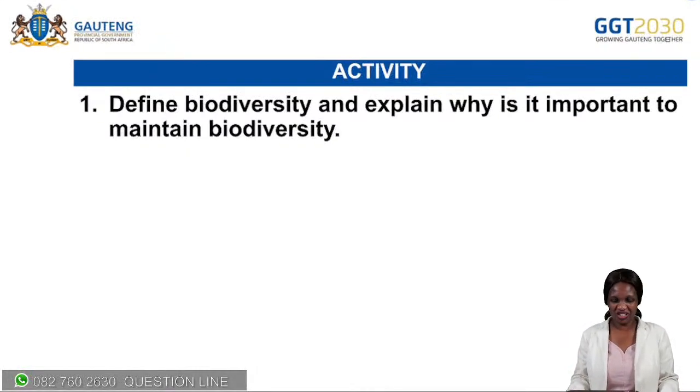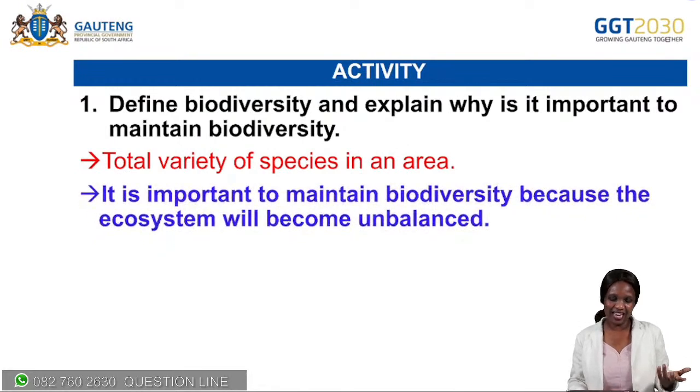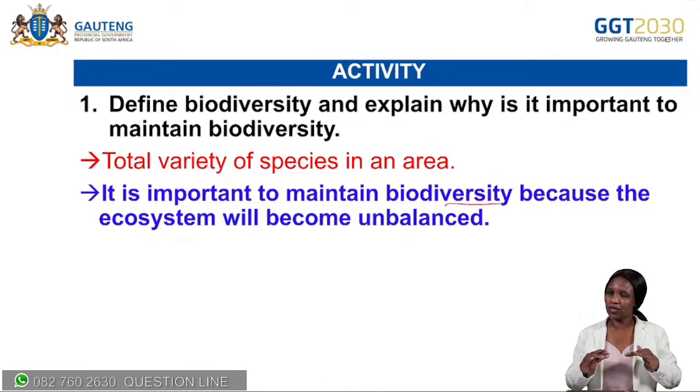All right, let's check our question again and then the solutions. Define biodiversity and explain why it is important to maintain it. All right, if we are looking at biodiversity, we are looking at the total species in an area. And then it is very important to maintain biodiversity because the ecosystem will be unbalanced if we don't maintain it, because the ecosystem needs to be balanced. Do you get it? Good.